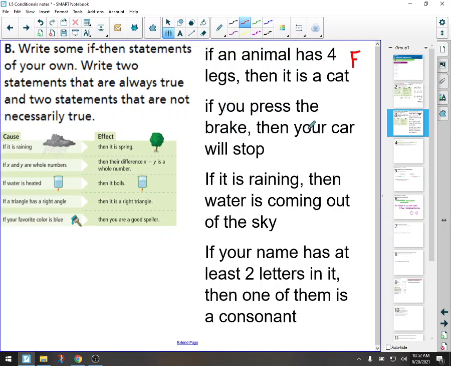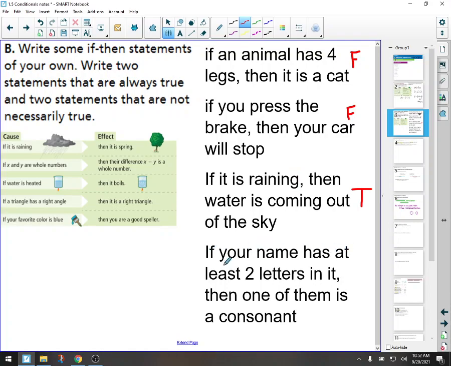If you press the brake, then your car will stop. You might want to say this is always true. What if your car's already stopped? Well, then it's not going to stop. Or what if the brake lines are cut? Well, then the brake doesn't do anything. Or what if your brakes are broken? It doesn't do anything. So this one is also false. If it is raining, then water is coming out of the sky. I'm going to say this is always true. I cannot think of another situation because raining just means that water is coming out of the sky.